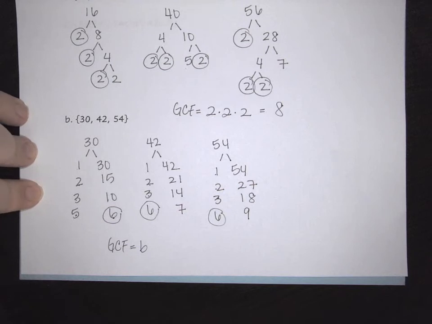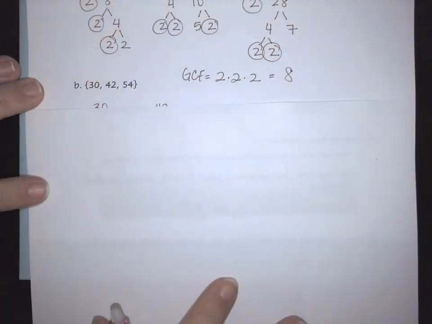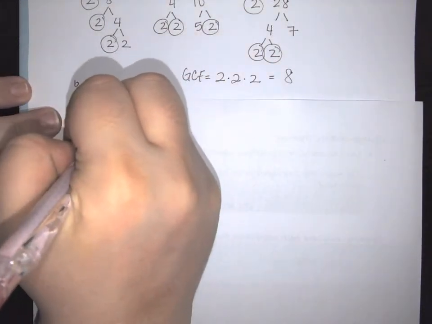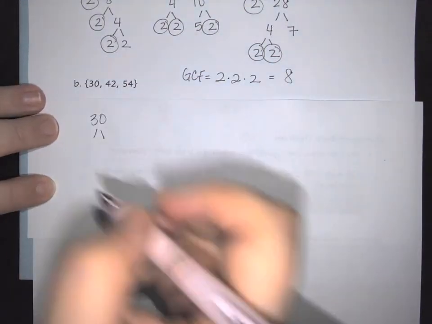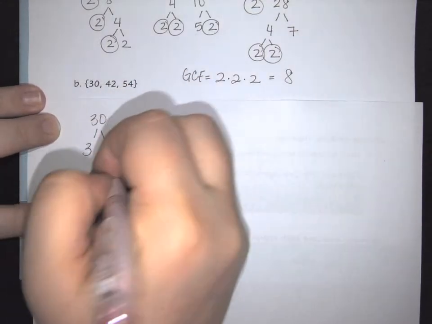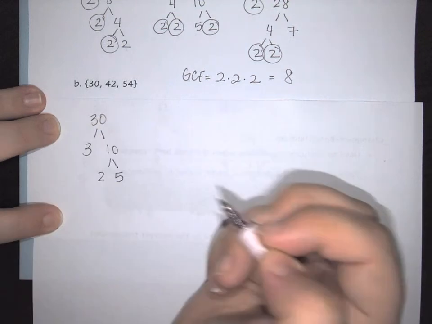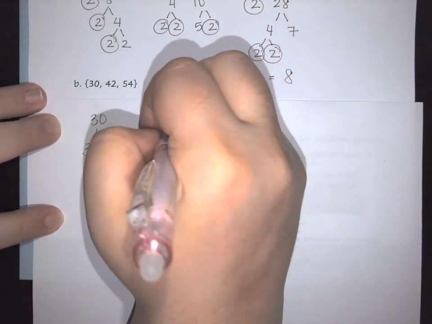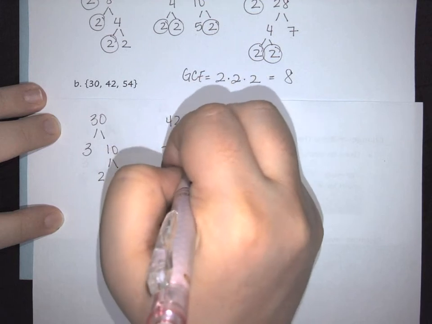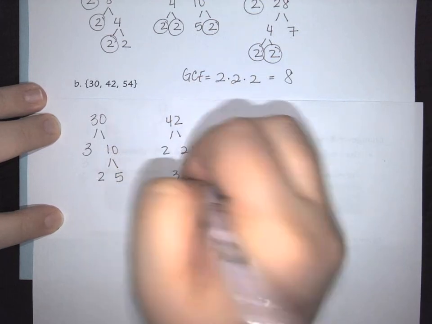Now, as a side note, what if I had done the same thing using prime factorization? So if I looked at 30 and I wanted to do my prime factorization for 30, well, I can pull out a 3, leaves 10 behind, and my 10 is going to become 2 and 5. I know my 42 is going to become 2 and 21, and my 21 becomes 3 and 7.